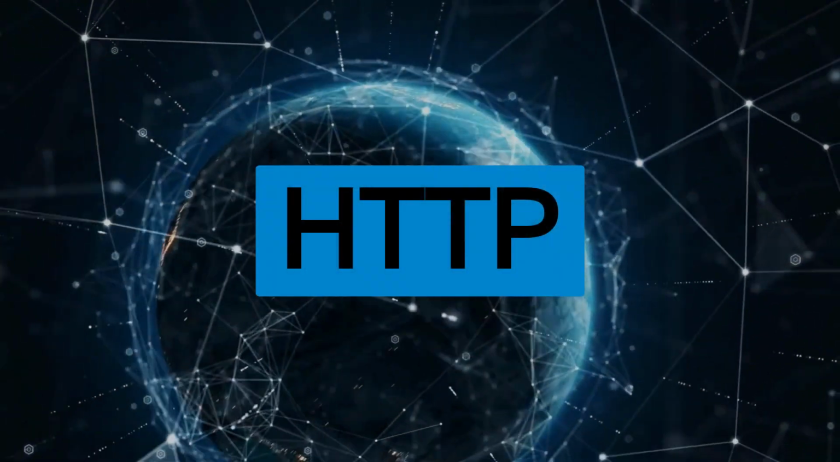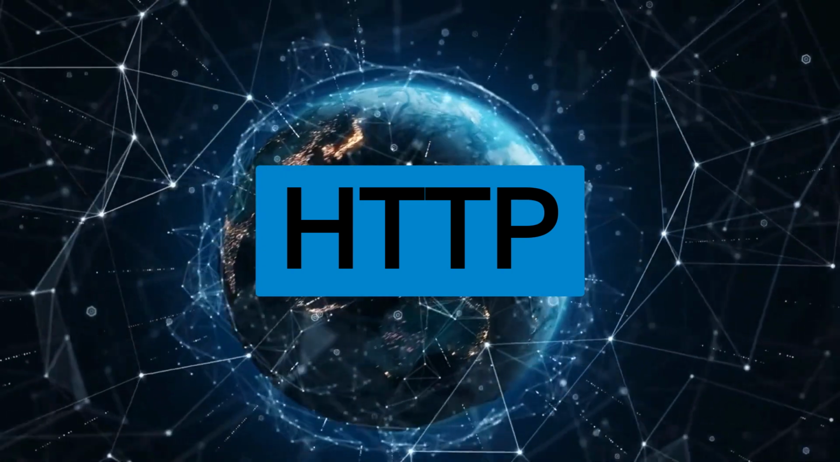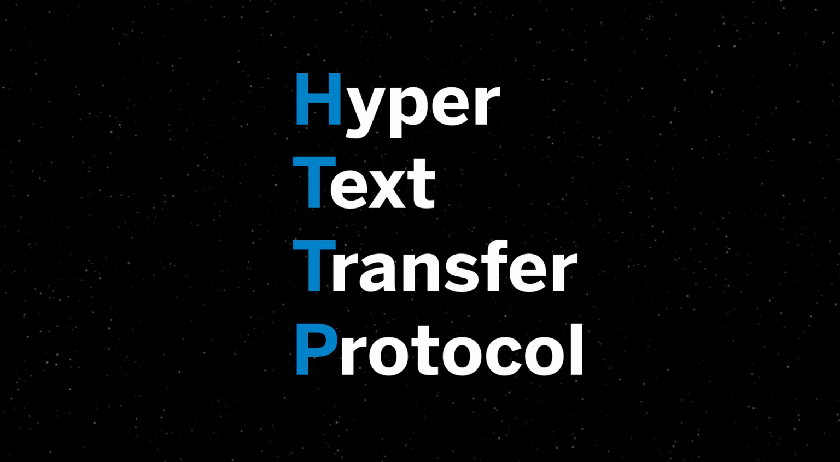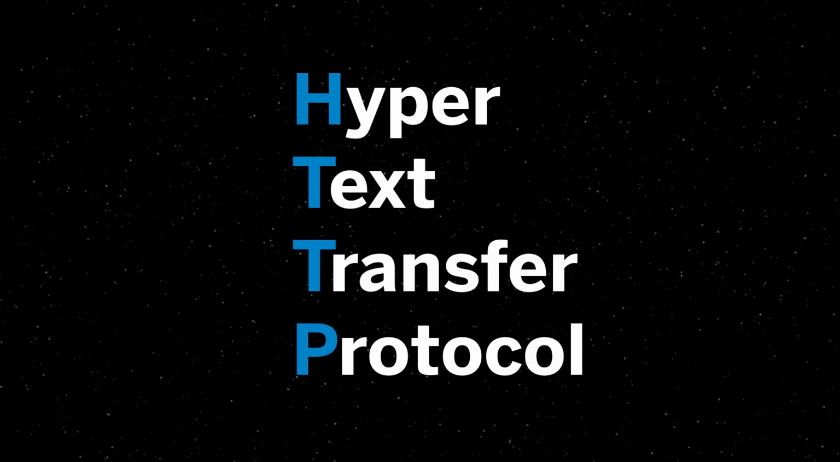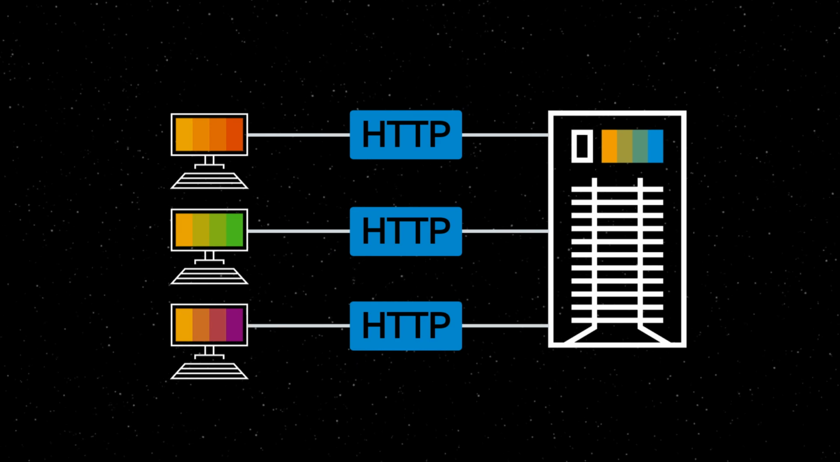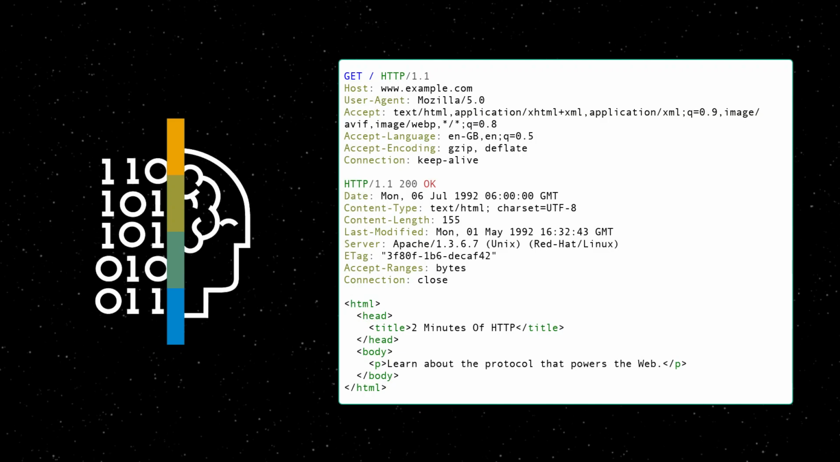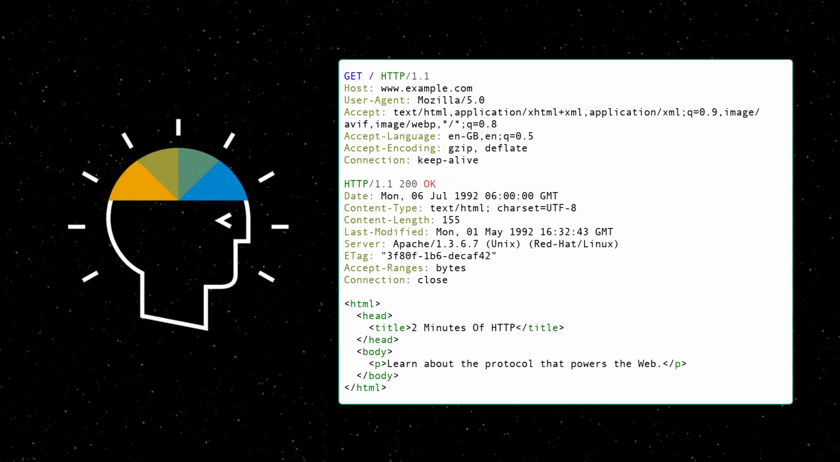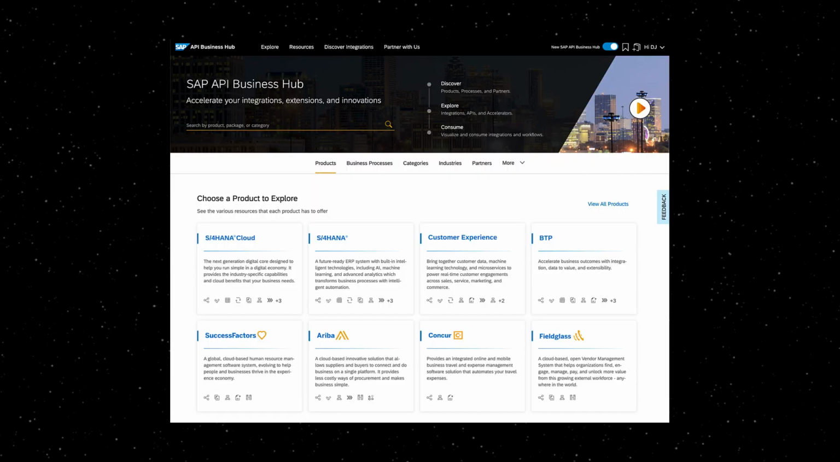HTTP is the protocol that powers the World Wide Web. It's also the protocol that powers many APIs. HTTP stands for Hypertext Transfer Protocol and was originally designed for the communication between web browsers and web servers. One of the many great things about HTTP today is that it's easy for us humans to read and understand, which in turn allows us to work with it to implement and consume APIs too.